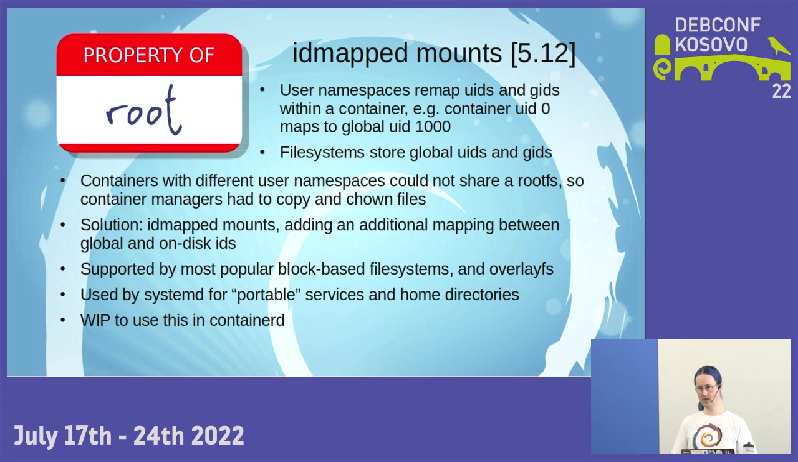It needs support in each file system, and that's now there in most of the popular file systems that use block storage. It's also supported in OverlayFS. Systemd is already using this for so-called portable services and portable home directories that use a file system image that may need to be mapped to the user IDs and group IDs of the host that it's used on. Containerd, which is used in Docker, and I think Kubernetes, should use this, but doesn't yet. There's a merge request open upstream to do that.